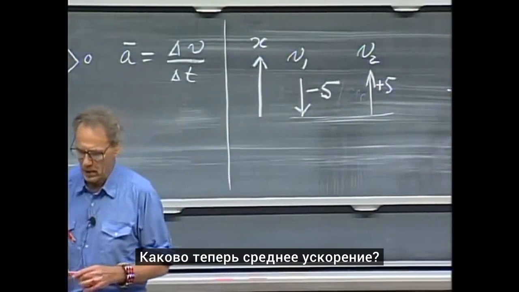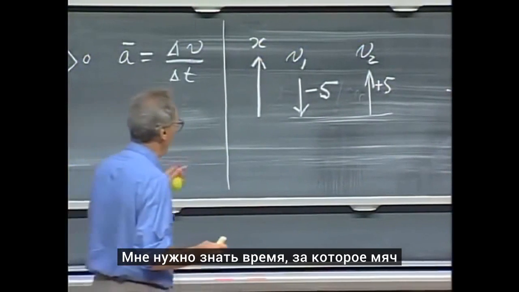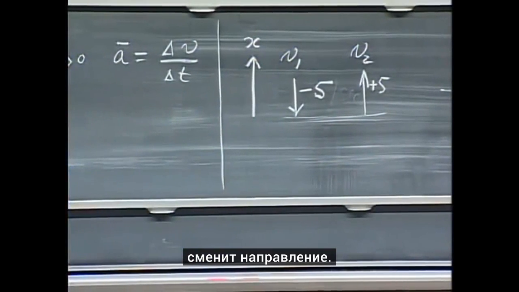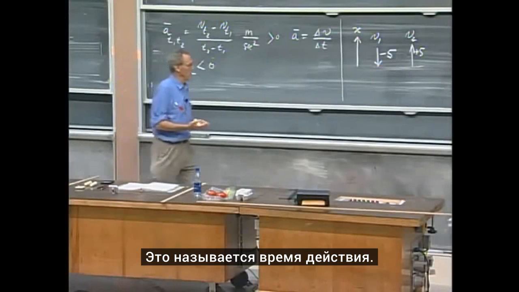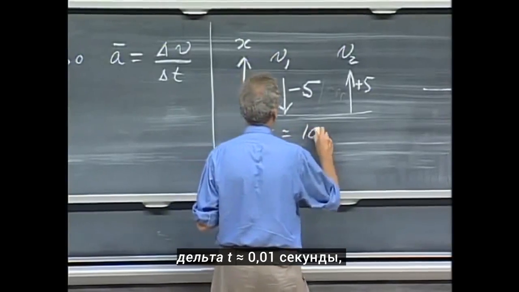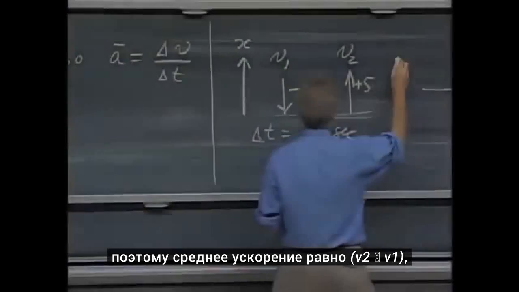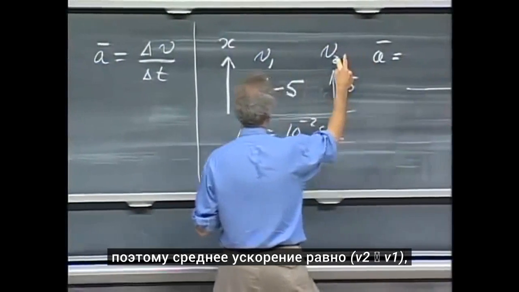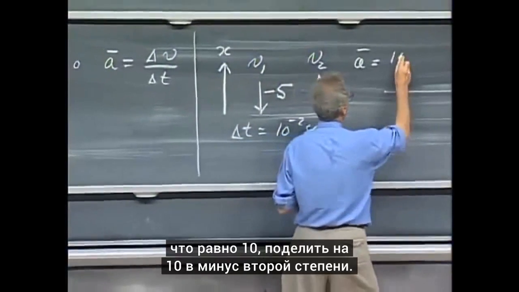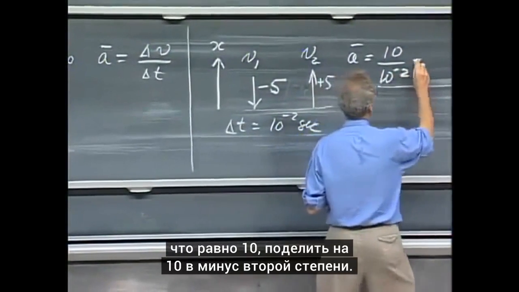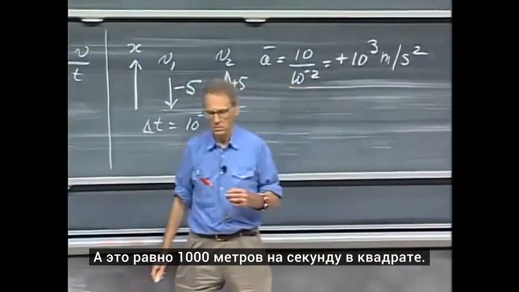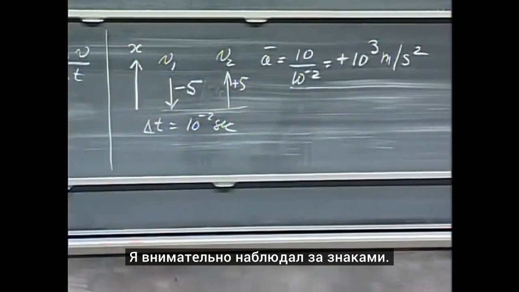So what now is the average acceleration? Well, I would have to know the time that it takes for this change in direction. In other words, we call that the impact time. I would say in this case, the impact time delta t is probably about 100th of a second. And so my average acceleration would be v2 minus v1, that is plus 5 minus minus 5, that is 10, divided by 10 to the minus 2, and that is plus 1,000 meters per second squared. I have observed carefully the signs.